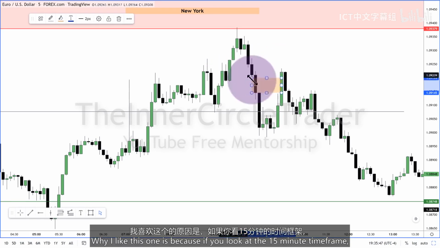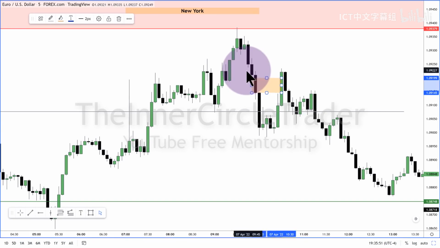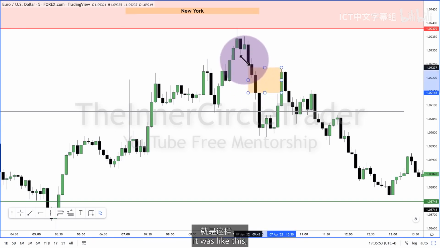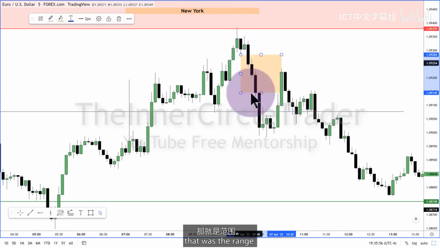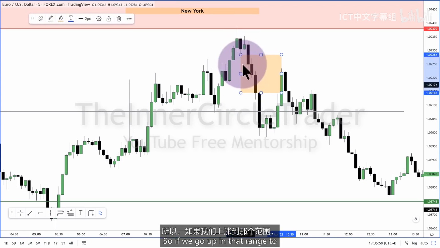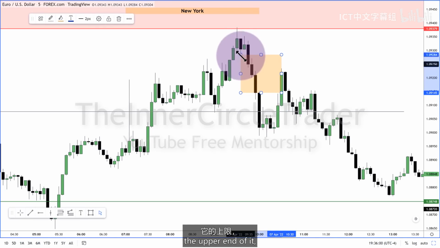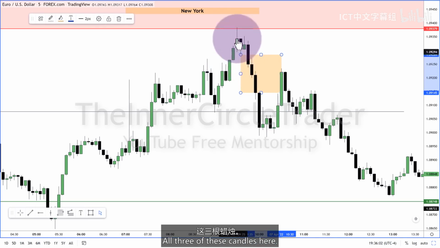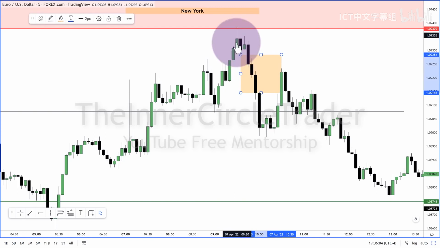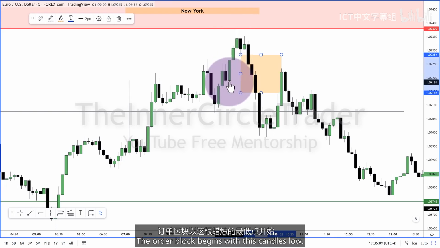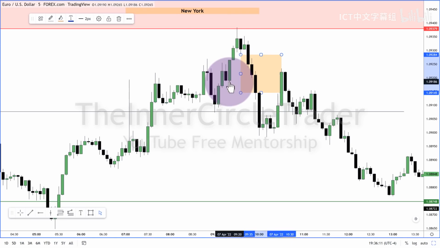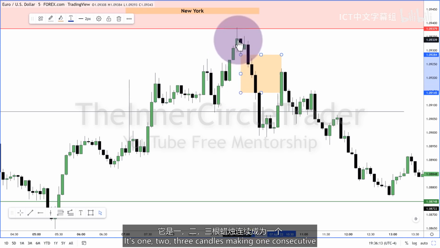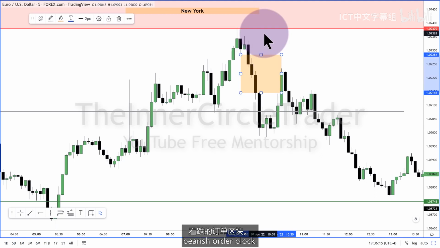Why I like this one is because if you look at the 15-minute time frame, it was like this. That was the range. So if we go up in that range to the upper end of it, look over here. What do we have? All three of these candles here, 1, 2, 3. The order block begins with this candle's low. It's 1, 2, 3 candles making one consecutive bearish order block.